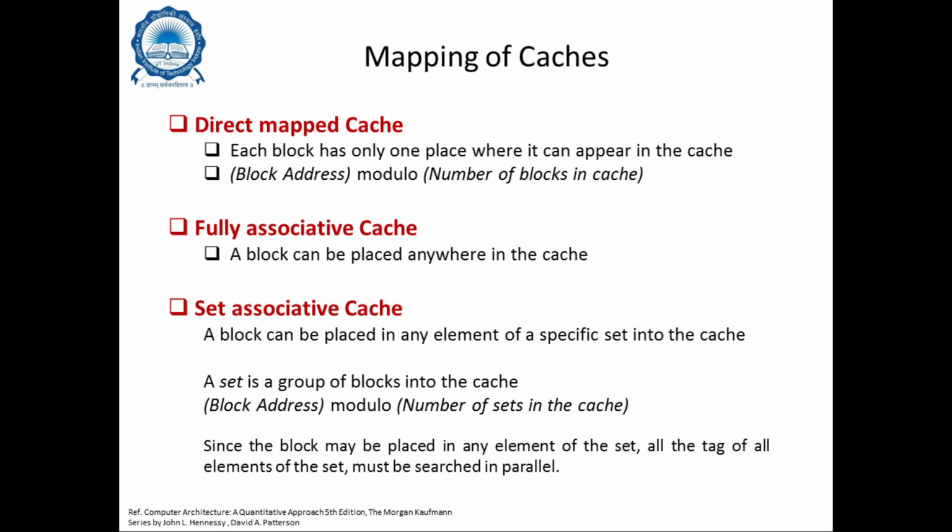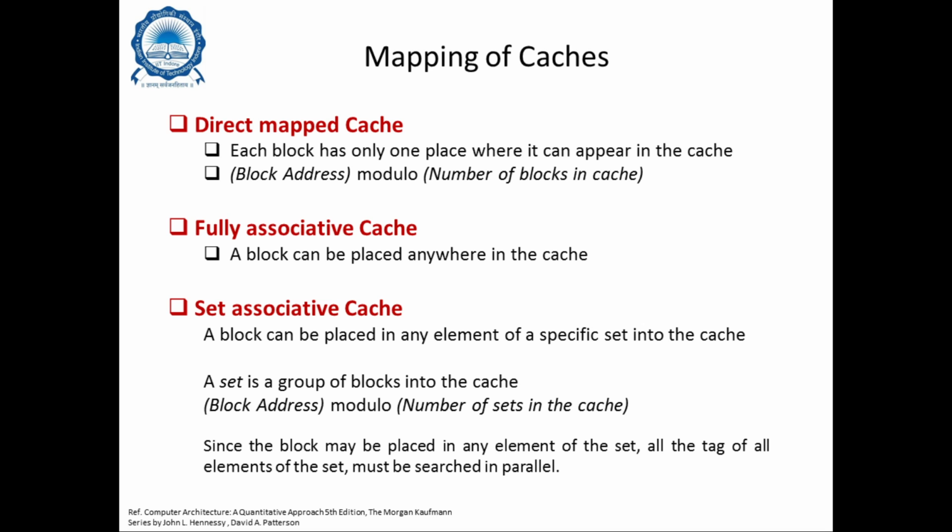Now let's look at it using a formula. For direct map caches, each block has only one place where it can appear in the cache: block address modulo the number of blocks in the cache. That's the particular place, given by the cache index entry, where the block of RAM can be placed. In fully associative caches, the block can be placed anywhere in the cache, and in set associative caches, the block can be placed in any element of a specific set in the cache.